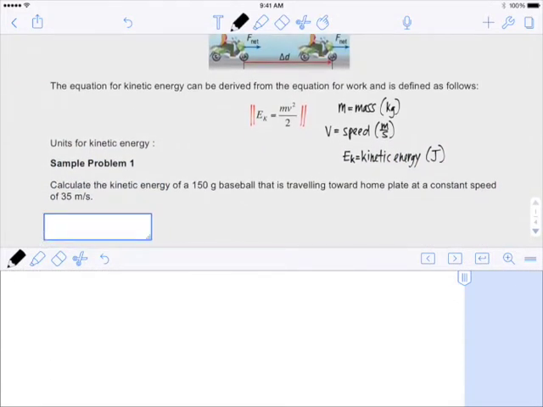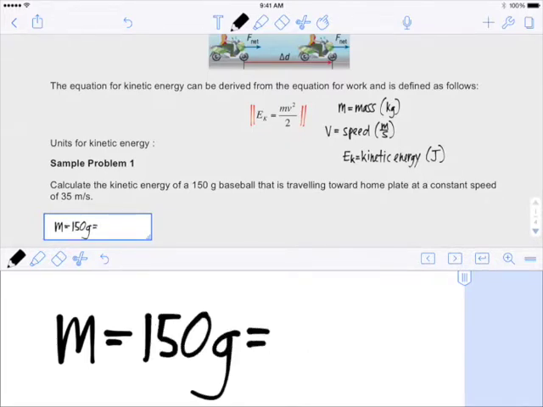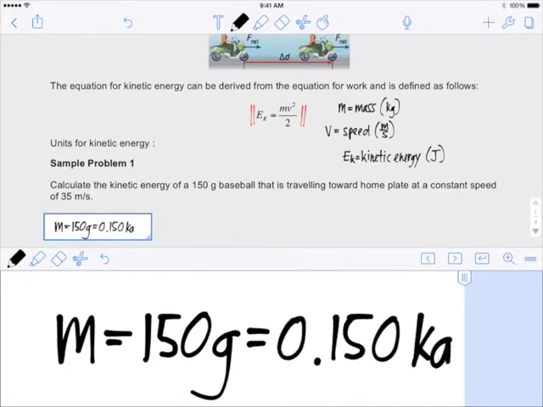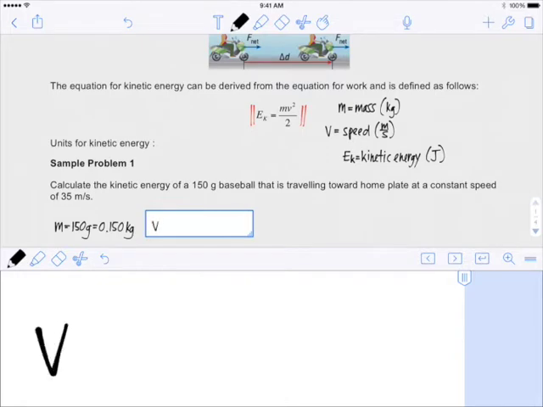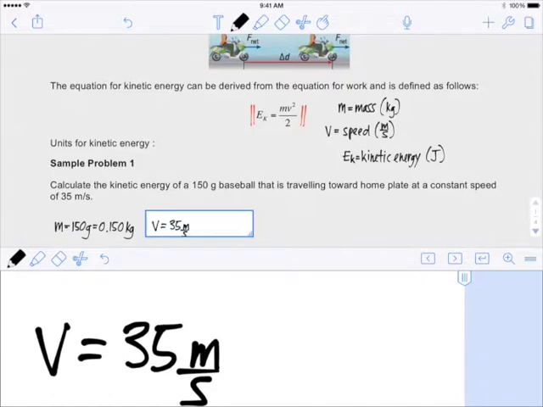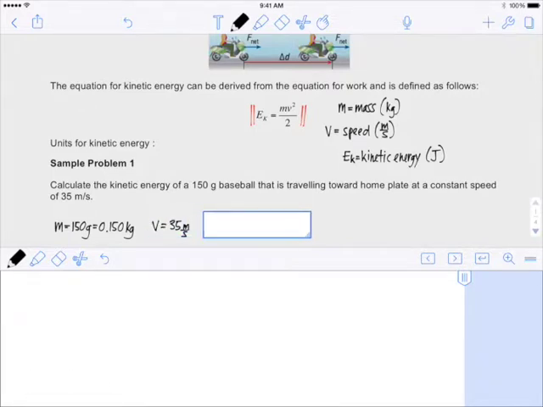Calculate the kinetic energy of a 150-gram baseball that is traveling toward home plate at a constant speed of 35 meters per second. In this question, they give us the mass of the baseball. It's 150 grams. The SI unit for mass is kilograms. So we have to express this in kilograms. Divide by 1,000. It's 0.150 kilograms. The speed of the baseball is 35 meters per second. And they want us to determine the kinetic energy.